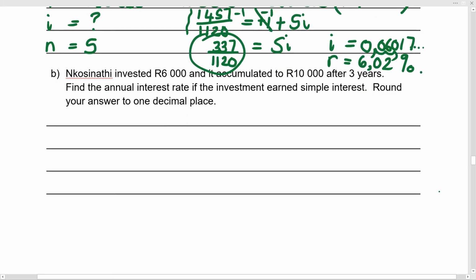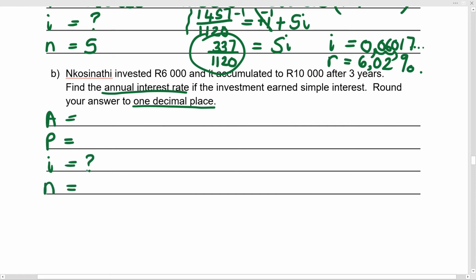Nkosinathi invested 6,000 Rand and that accumulated to 10,000 Rand after 3 years. Find the annual interest rate if the investment earned simple interest, and then round your answer to 1 decimal place. Remember that your standard instruction is always 2 decimal places. So when they say 1 decimal place, there's actually normally a mark for doing that rounding off differently.